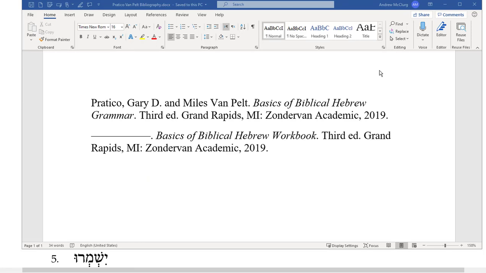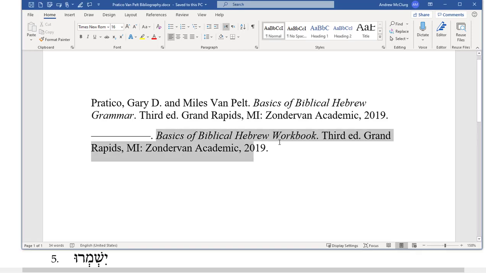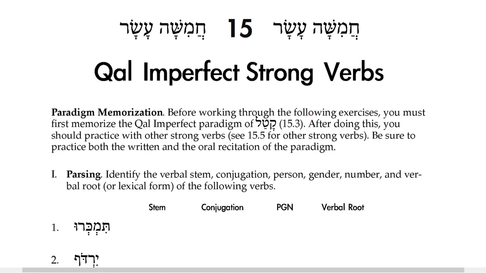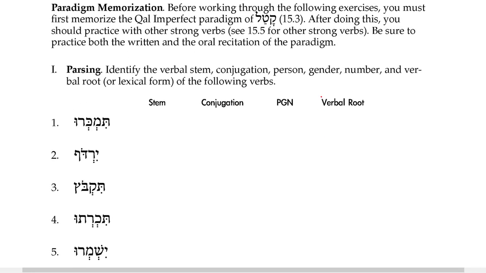We're going to be looking at chapter 15 of the Basics of Biblical Hebrew Workbook, and this is by Gary Pratico and Miles Van Pelt. And we'll also be looking at the Basics of Biblical Hebrew Grammar. And here is the bibliographical information for both of those. We'll be looking mostly at the workbook, but we will also have occasion to go back and look at the grammar as well.